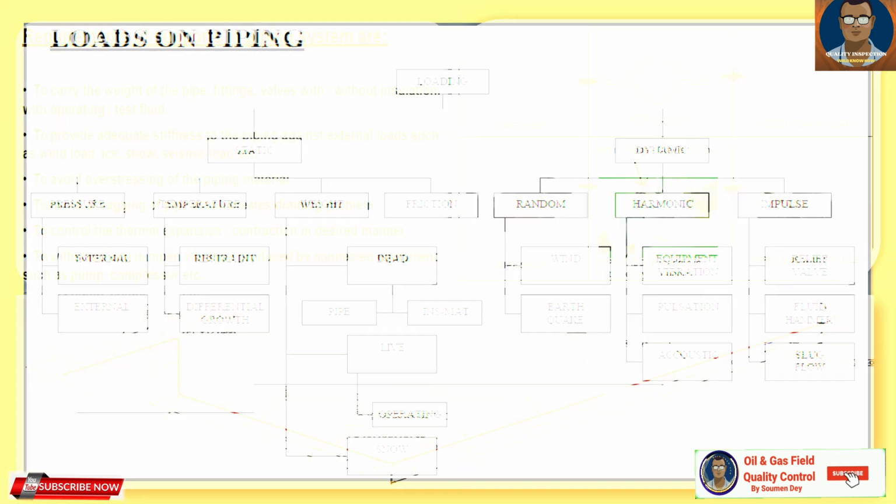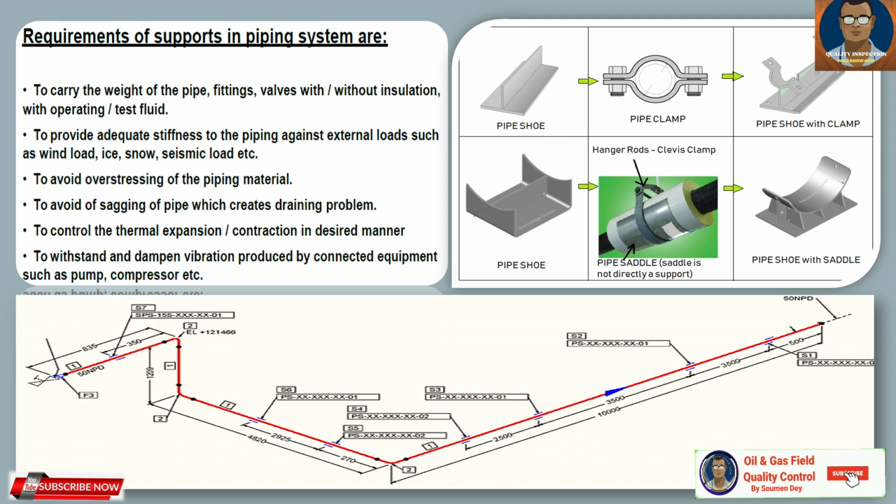So these are all the loads that need to be considered by design engineers when designing a piping system or component. Requirement of support in the piping system. Why we need to install a support and what kinds of supports are available. I have put here some photos and some isometric views showing how the support is represented in the drawing. To carry the weight of the pipe, fittings and valves, with or without insulation, with operating or test fluid, supports are required.